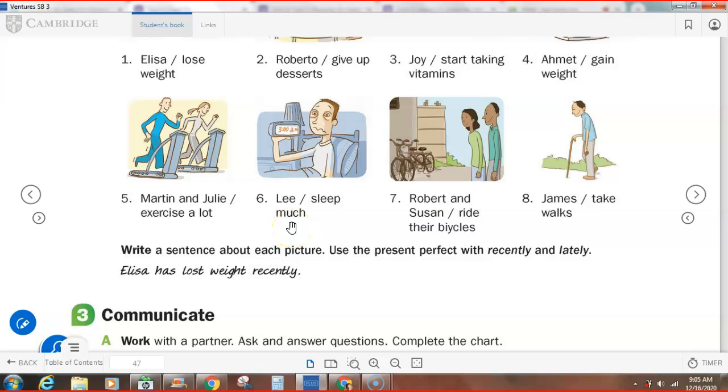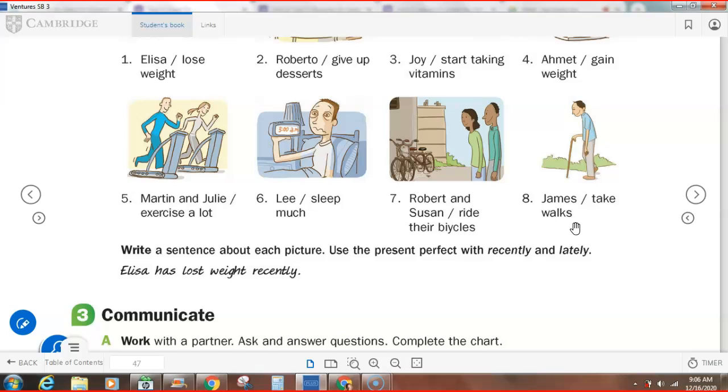Has Lee slept much lately? No, he hasn't. Good. I was going to say, look at that face. He needs a rest. Have Roberto and Susan ridden their bicycles? Yes, they have. Would you use have or has? Have, because it's two persons, they have. Good.